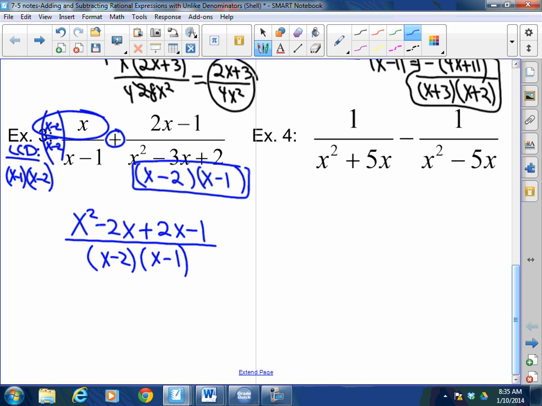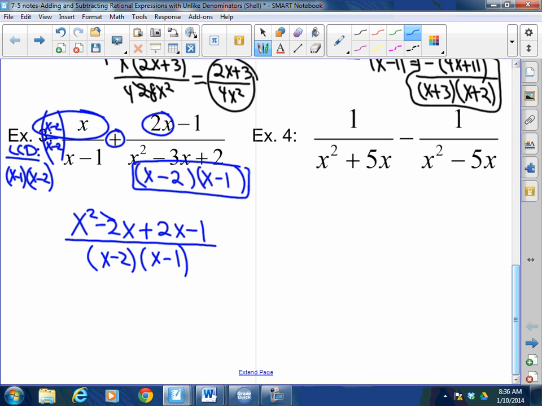Let's go ahead and clean up the top. Yes, sir? There is no negative 2 here. What are you talking about? X minus 1. X times x is x squared. X times negative 2 is negative 2x. No worries. Thank you, son.